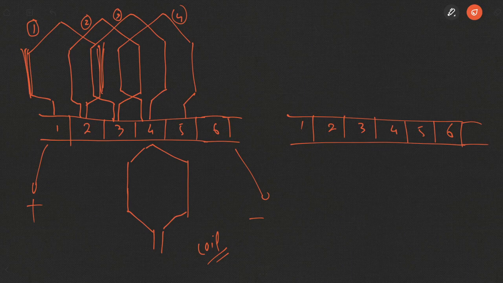from commutator segment 2 coil number 2 starts and it ends at commutator segment number 3. From commutator segment 3, coil number 3 starts and it ends at commutator segment 4. From commutator segment 4, coil number 4 starts and ends at commutator segment 5. So these coils lap over each other. That's why it's known as a lap winding.